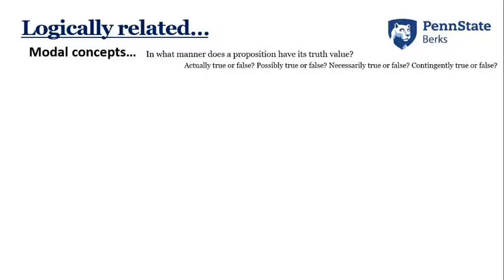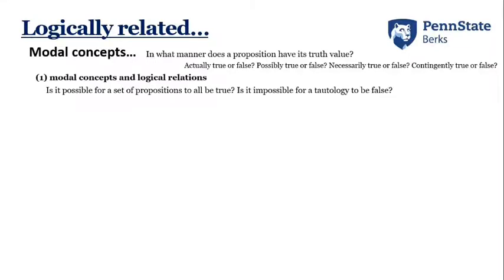So we're going to look roughly, well, a few of these anyway. Let's start out with modal concepts and logical relations. So is it possible for a set of propositions all to be true? Is it possible for a tautology to be false? So logical relations determine the modality. So it's not possible for a tautology to be false. It says the same thing. All unmarried men are bachelors. It cannot be false. There's something that is necessarily true to that. So that necessity of truth is the modality upon which that tautology stands.